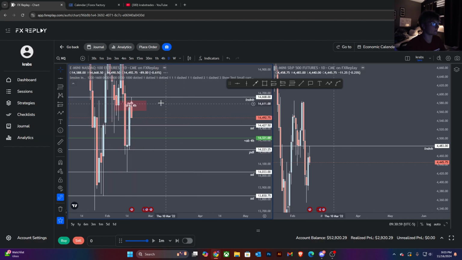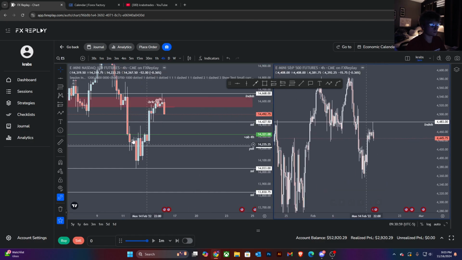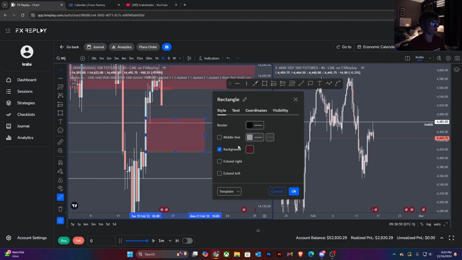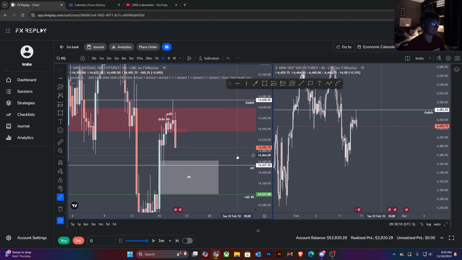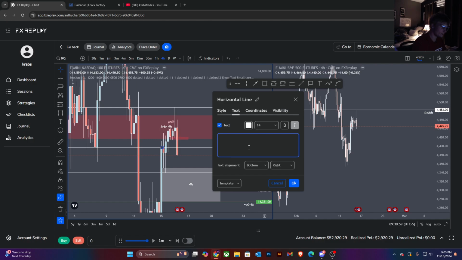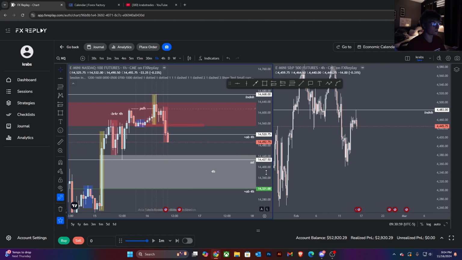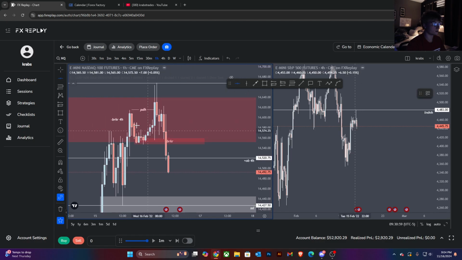Let's see a daily. I'm gonna mark up this 4 hour gap just to keep it in mind. And this 4 hour OB, we'll see if we disrespect this or not. Looking at the hourly breaker.